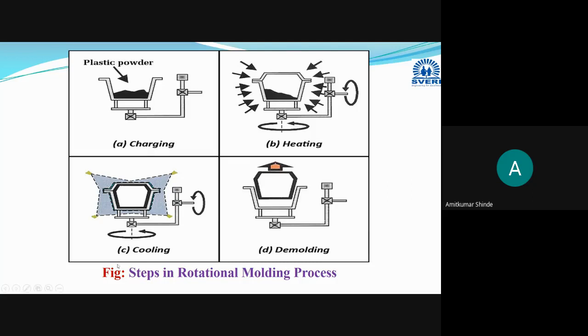Okay, so in these four stages this rotational molding process is completed. First is charging, then heating and biaxial rotation will be there. Then cooling will be there, and in the last stage demolding will be done, and the final product is obtained. In this way this rotational molding process is performed.